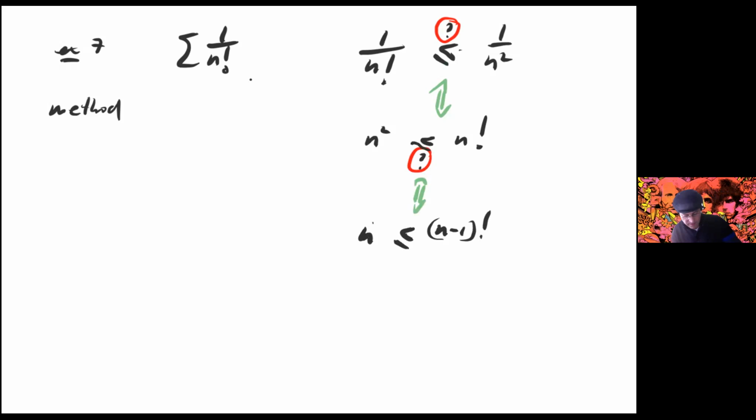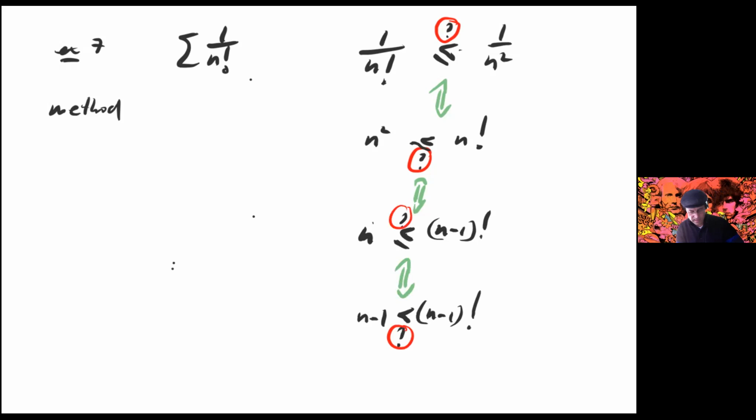Now, these are both integers. So this will be true if and only if the number n minus 1 is strictly less than n minus 1 factorial, right? Because if you have one integer less than or equal to the other integer, then the integer on the left, one less, is strictly less than the other integer. So therefore, we ask whether this is true.